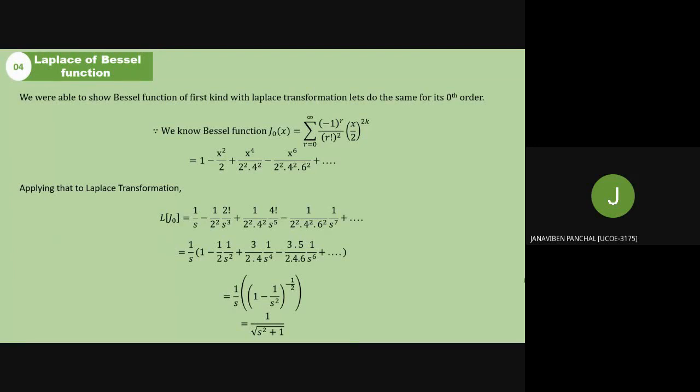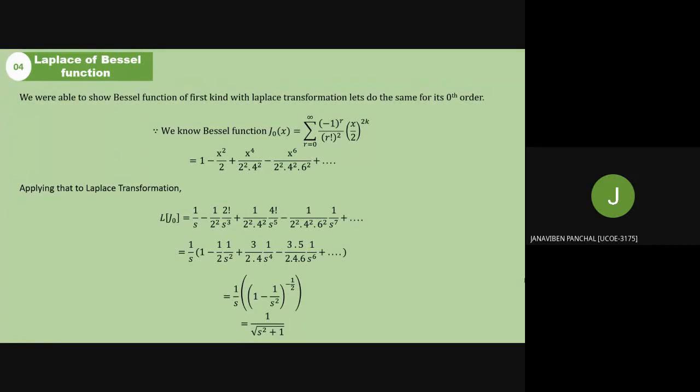Similarly, in the next step, we know that Laplace of 1 is 1 by s, Laplace of x square by 2 square is 1 upon 2 square into 2 factorial upon s cube, and Laplace of x raised to 4 upon 2 square into 4 square is 1 upon 2 square into 4 square, 4 factorial upon s raised to 5. So we get the equation as 1 upon s minus 1 upon 2 square, 2 factorial upon s cube plus 1 upon 2 square into 4 square, 4 factorial upon s raised to 5 minus 1 upon 2 square into 4 square into 6 square, 1 upon s raised to 7, and carry on.